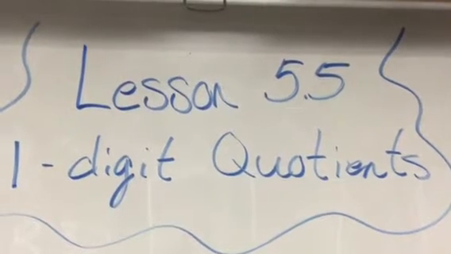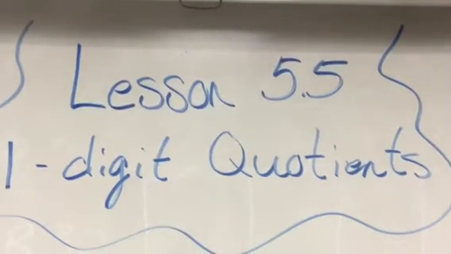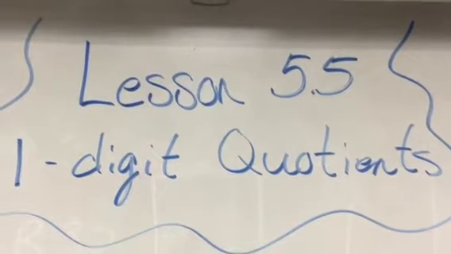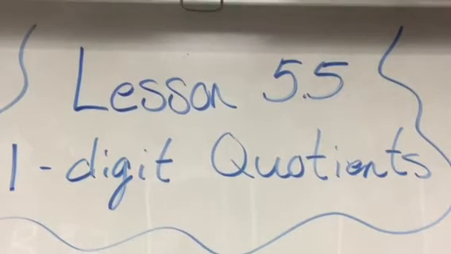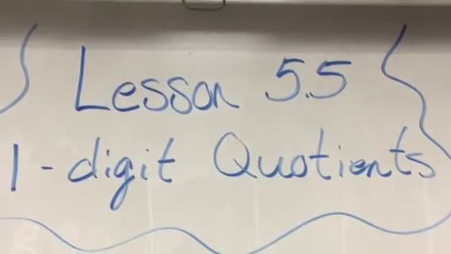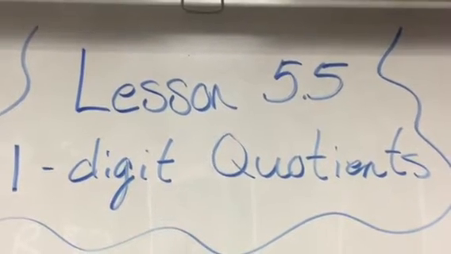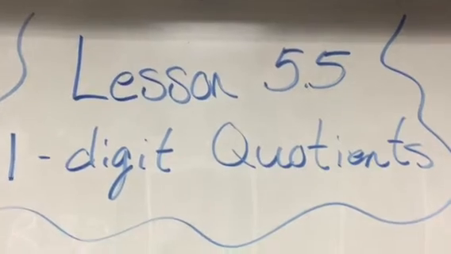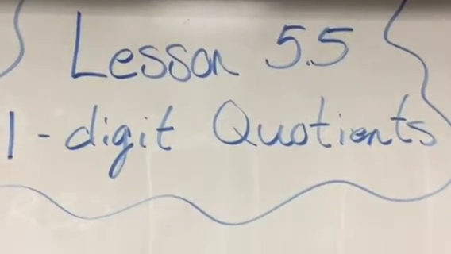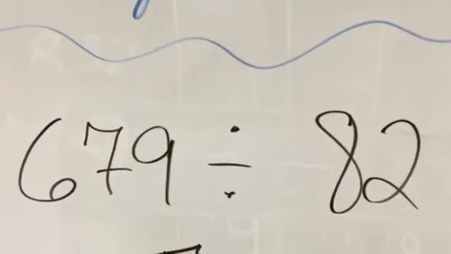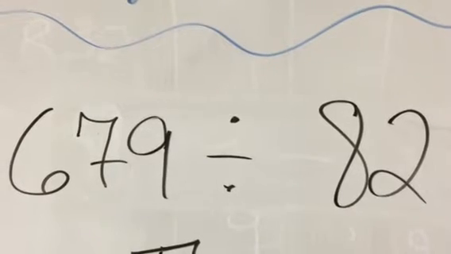Lesson 5.5, one-digit quotients. The tough thing about this is now if we have only a one-digit quotient and a two-digit divisor, we don't know those facts. We can't just kind of figure it out. We need to do some work for it. So let's look at what we do. This is the problem that we're going to use throughout the lesson today.